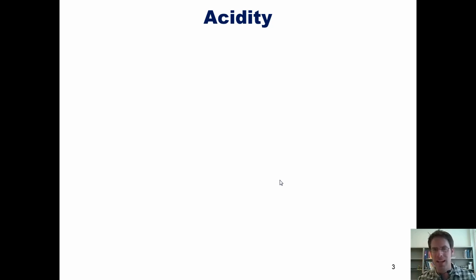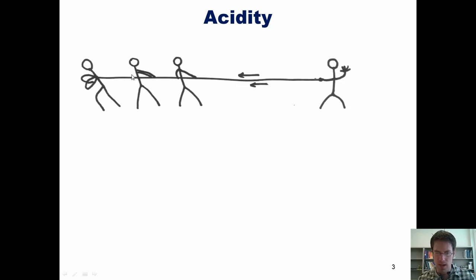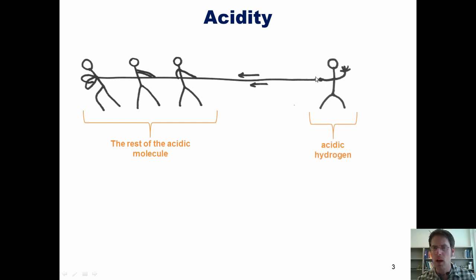I think of this as kind of being like a tug of war. Let's pretend that these three guys over here are pulling on this rope away from this little guy over here. Now these three guys represent the rest of an acidic molecule, and this little guy over here represents an acidic hydrogen who's only holding onto the rope by one hand. See? He's waving at us!